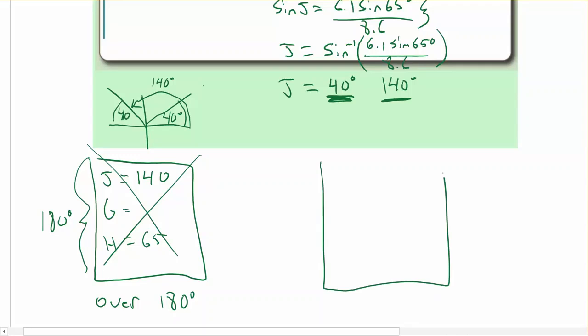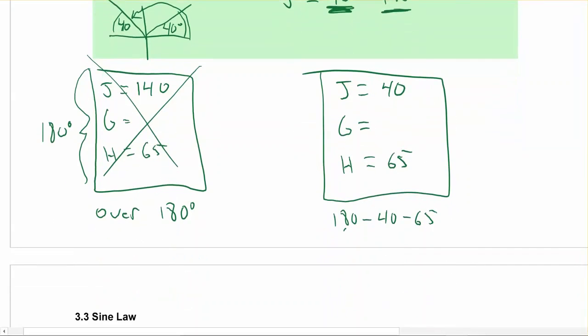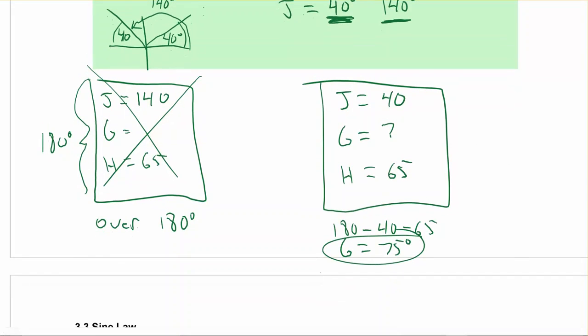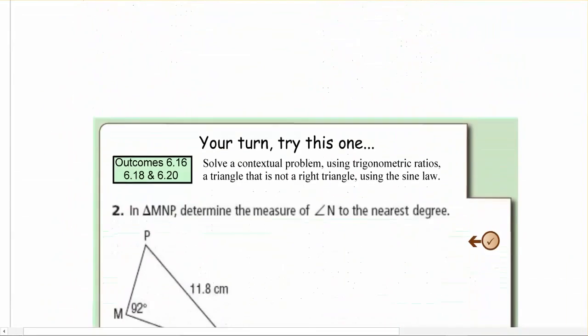So if we look at this, J is 40, G, and then H again is 65. All I have to do is go 180 minus 40 minus 65, and that gives me G is equal to 75 degrees. So that is my answer. That's the ambiguous part: I was able to rule this one out because it ended up being over 180 degrees. Hopefully that made sense. We're going to work a bit on this too, so if it didn't, we'll work together to get through that.